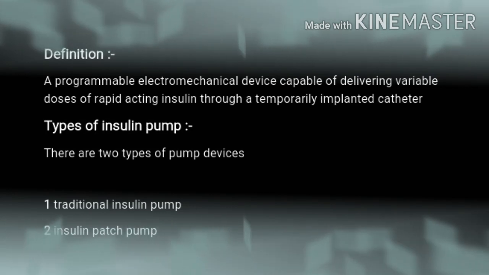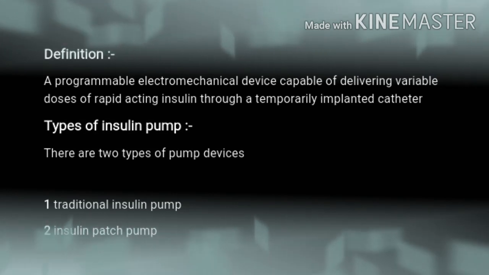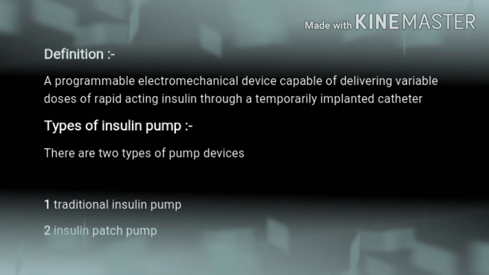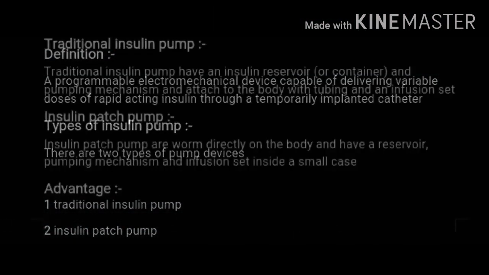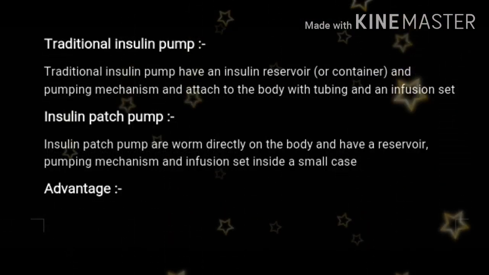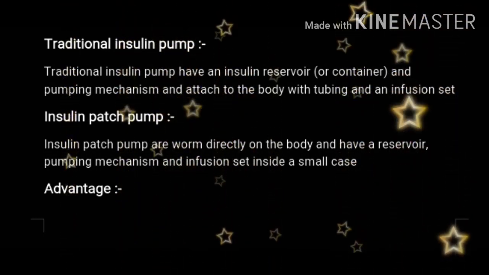Then types of insulin pump. There are two types of insulin device. First, traditional insulin pump. Then second, insulin patch pump. First, the traditional insulin pump has an insulin reservoir and pumping mechanism and is attached to the body with tubing and an infusion set.